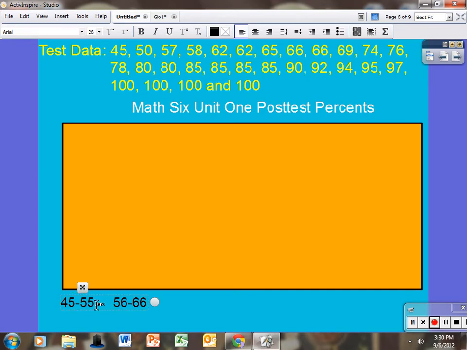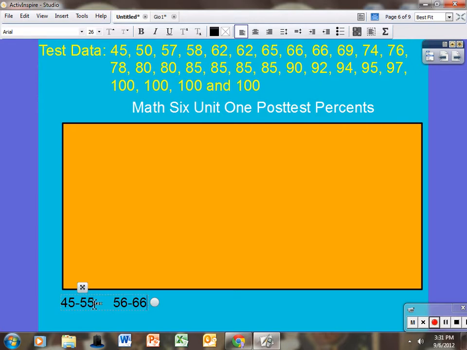Now, let's talk about why I don't have two 55s here. If I have two 55s, I'd have to argue, well, which one does that piece of data go into? This bin or this bin? You can't put it in both, or you will have a misleading histogram. So when you're making your ranges, you can't have numbers overlap into two different categories, because then you won't know where to place that piece of data.